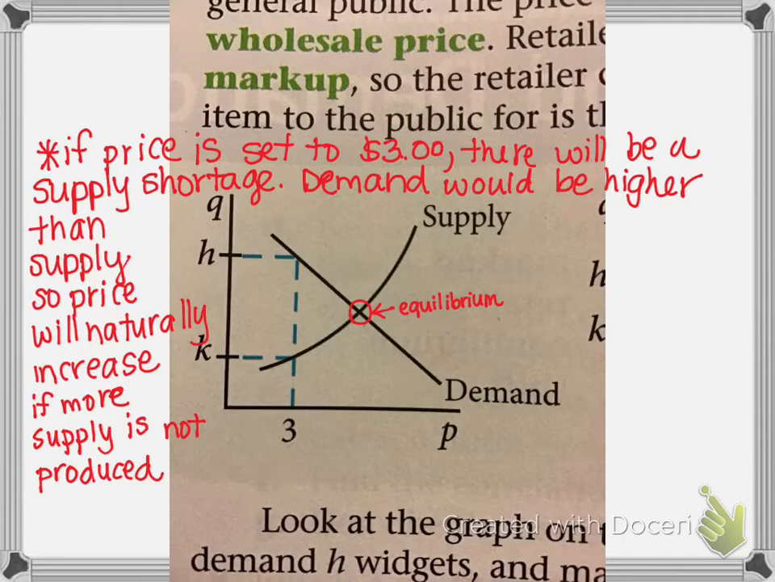People are like, dang, that t-shirt's only $3. Oh my gosh, I'm going to totally buy that t-shirt. And so demand is actually higher than what's being supplied or produced of that product. And so what's going to happen is the business owners are going to be like, dang, people really like this product, so I'm going to bring the price up. And so naturally the price will increase. And so therefore it's going to get closer and closer to equilibrium.